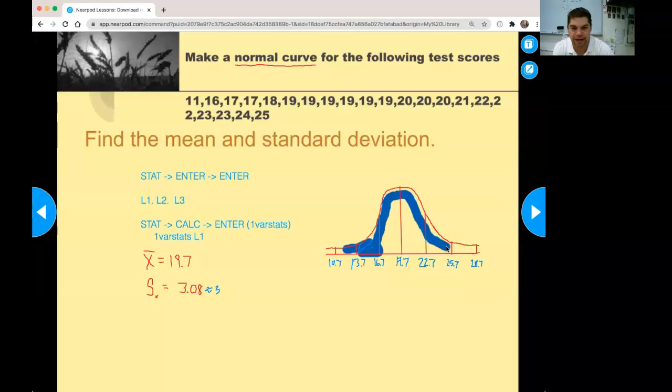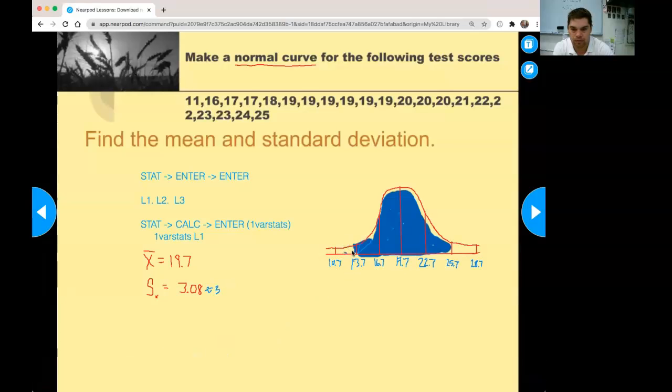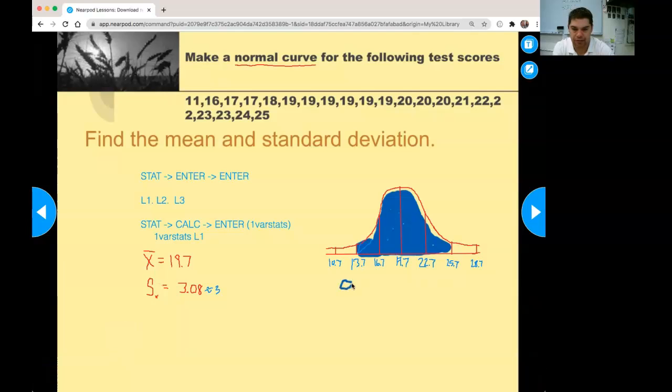Okay, 95% of data. So I'm shading 95%. That's 2 deviations away from the mean. So 13.7 to 25.7 is 2 deviations. 95% of data is considered normal or typical. A normal test score is 13.7 to 25.7. That's normal.